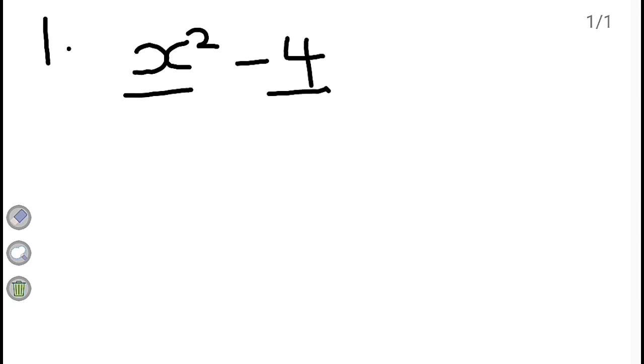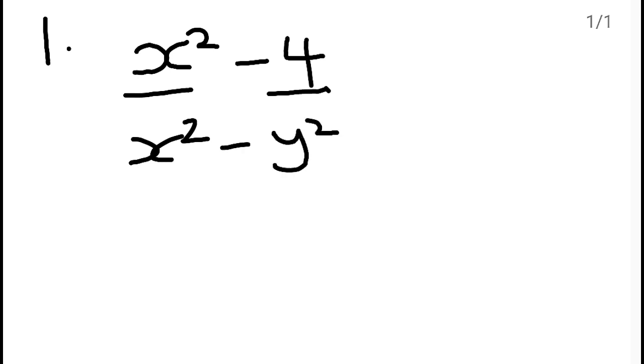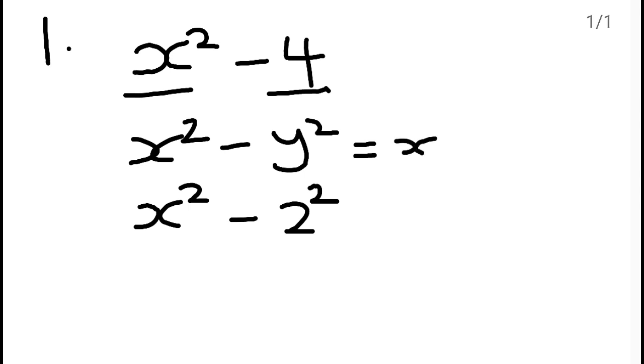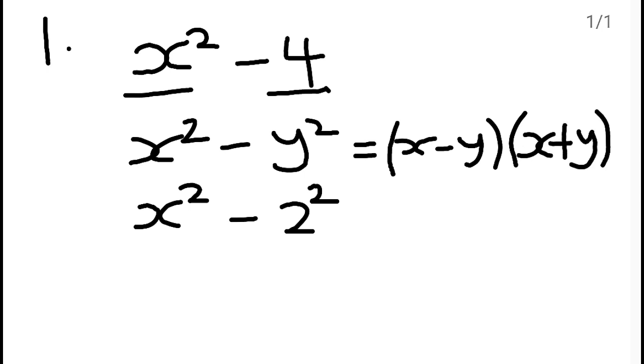This will now be comparable to x squared minus y squared, the general formula for the difference of two squares. So let us break 4 in terms of 2 so that we also have x squared minus 2 squared. But remember that x squared minus y squared is the same as x minus y multiplied by x plus y.